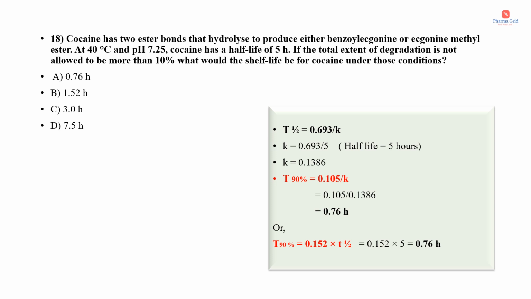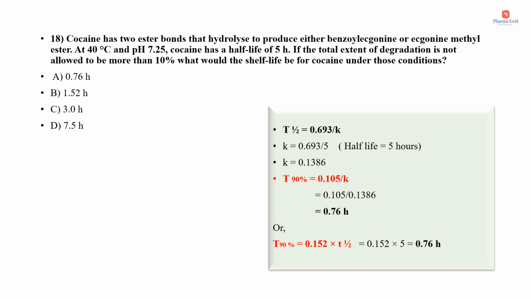Question number 18. Cocaine has two ester bonds that hydrolyze to produce either benzoyl ecgonine or ecgonine methyl ester. At 40 degrees Celsius and pH 7.25, cocaine has a half-life of 5 hours. If the total extent of degradation is not allowed to be more than 10%, what would the shelf life be for cocaine under those conditions?